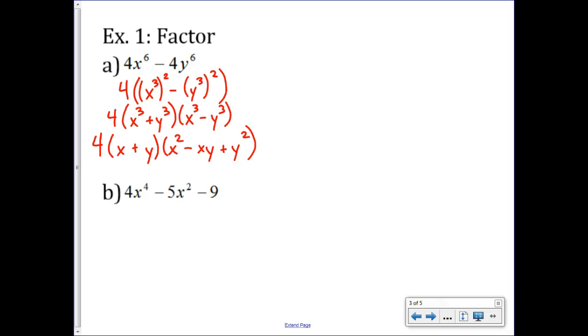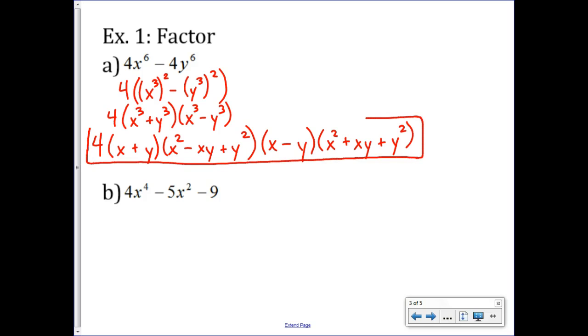And then for my difference of 2 cubes, again I have x, then I have y, then I have x squared, then I have xy, and then I have y squared. Same sign, different signs, always positive. There's my simplified form. I know it doesn't look more simplified, but it is the factored form of 4x to the 6th minus 4y to the 6th. That's how we can simplify it out.